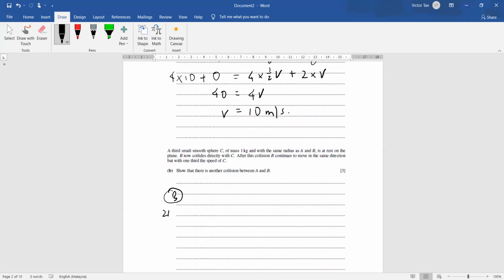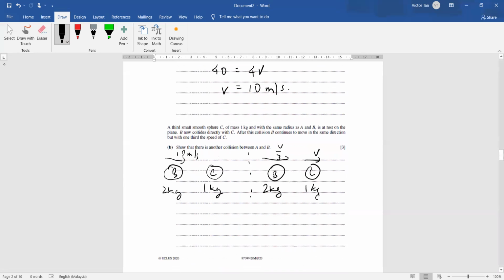B, 2 kilogram. C, 1 kilogram. So now B is moving at 10 meters per second. After the collision, B, 2 kilogram. C, 1 kilogram. Let's say C is moving at V. So this will be V over 3. 1/3 the speed of C.